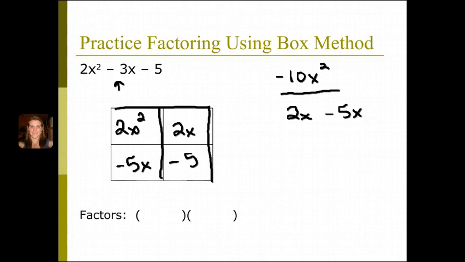Our first row's greatest common factor is a 2 and an x, so we've got to factor those out. Our bottom row has a -5 in common, so we have to factor out a -5. First column has an x, and the second column has a 1. So we have 2x minus 5 and x plus 1.